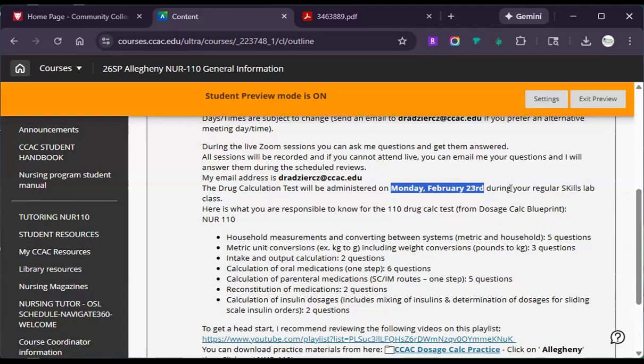skills lab. So I don't know how many regular skills labs there are, or if there's only like two, like one for day, one for evening, or if there's multiple. Just know that that's when it is. It might get pushed back a week because, like I said, of the closures that we've been having. Okay, so jot that down, make a reminder.